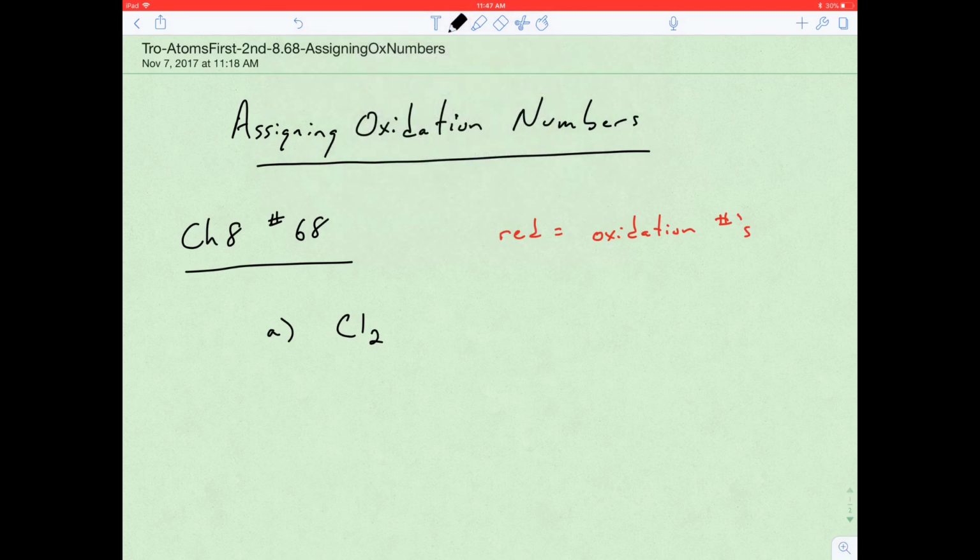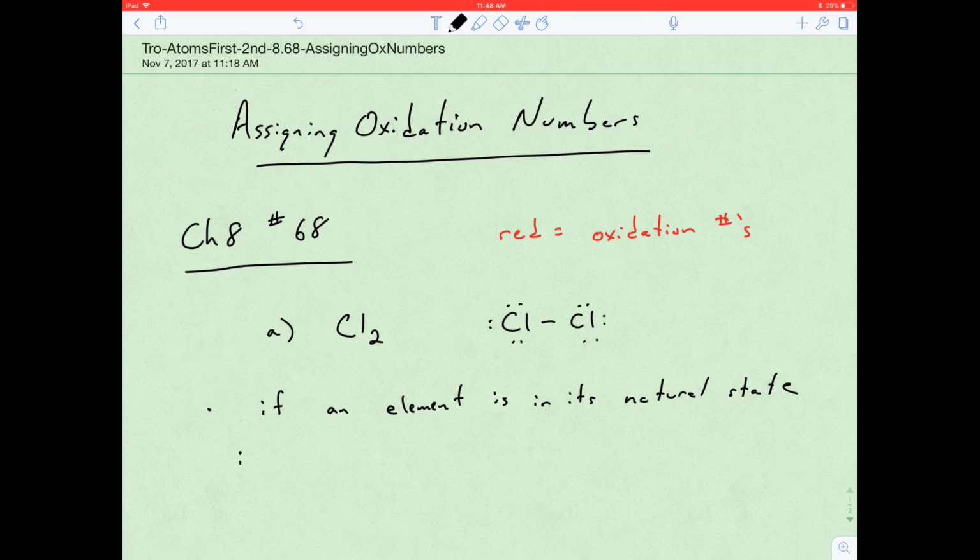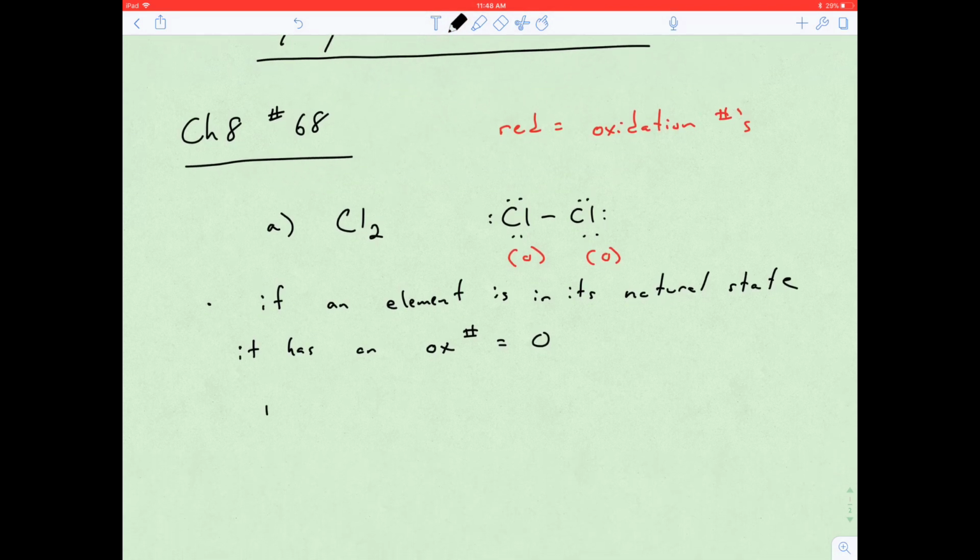So with Cl2, pretty simple diatomic here, and this is how chlorine actually exists naturally. So if an element is in its natural state, it has an oxidation number equal to 0. And so chlorine is a diatomic naturally, and so that's why it's going to have a 0 oxidation state for both of those chlorine atoms within the molecule.